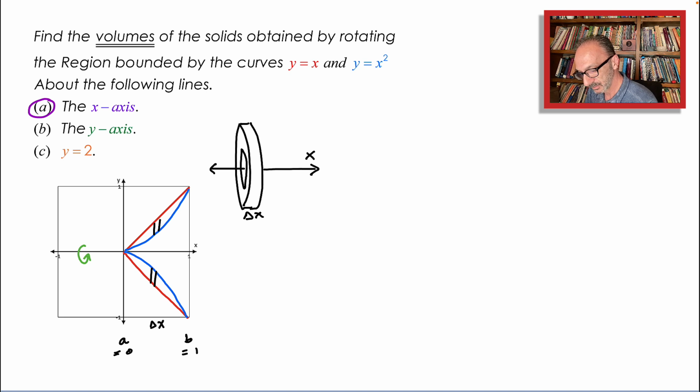Now, to find the radius, we have inner radius and outer radius. The inner radius will be the smaller one inside, to the blue curve, and the outer radius will be all the way out. So this is what we have. This is the outer radius, and this is the inner radius. So this right here is y2 equals x, and y1 is this part right here, which is x squared.